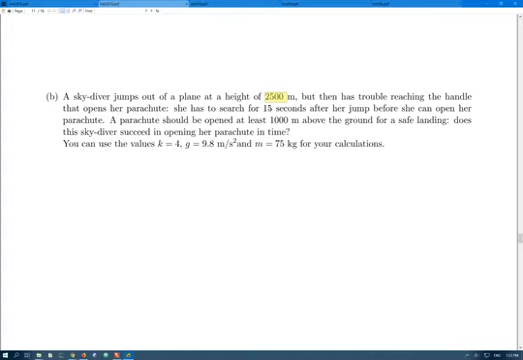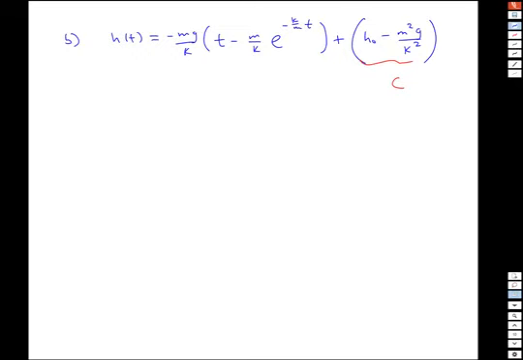She's going to search for 15 seconds to find the handle of her parachute. A parachute should be open 1,000 meters above the ground for safe landing, and we have a bunch of constants. So basically what we're trying to do here is use the fact that h naught is 2,500, and what we want is the height at t equals 15 seconds.